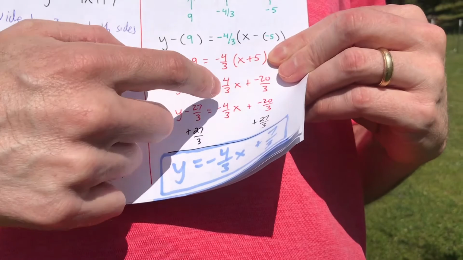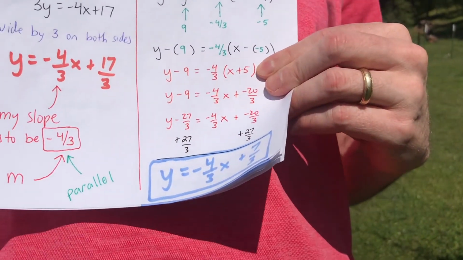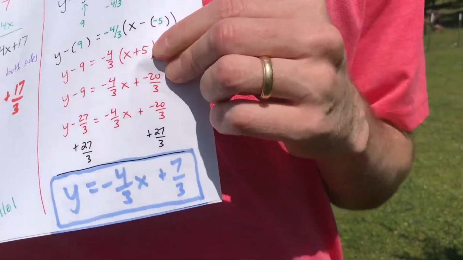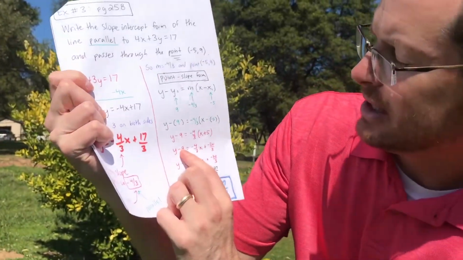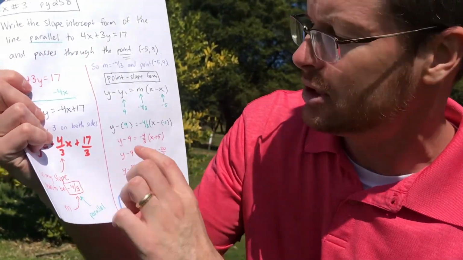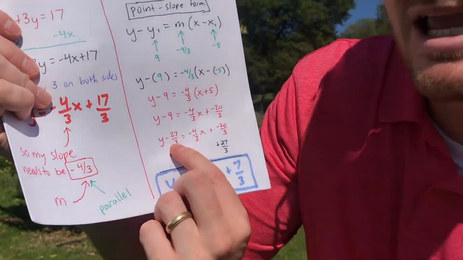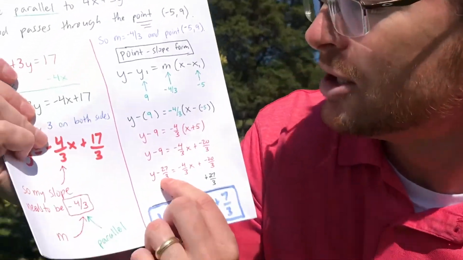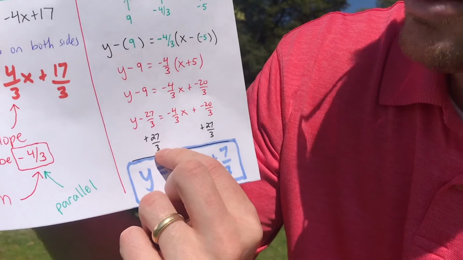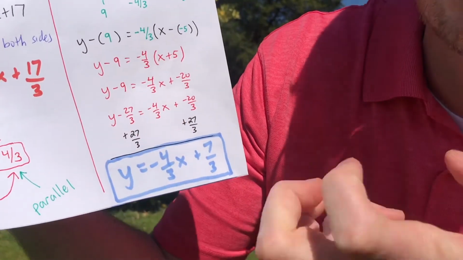I need to add 9 to both sides. But if I add 9 to something that has thirds, it's not going to go very well. So I've got to add 9, but I've got to do it in thirds. Isn't 27 thirds the same thing as 9? It's the same thing. So if I add 27 thirds, I'm adding 9 to both sides. I'm adding it in terms of thirds.